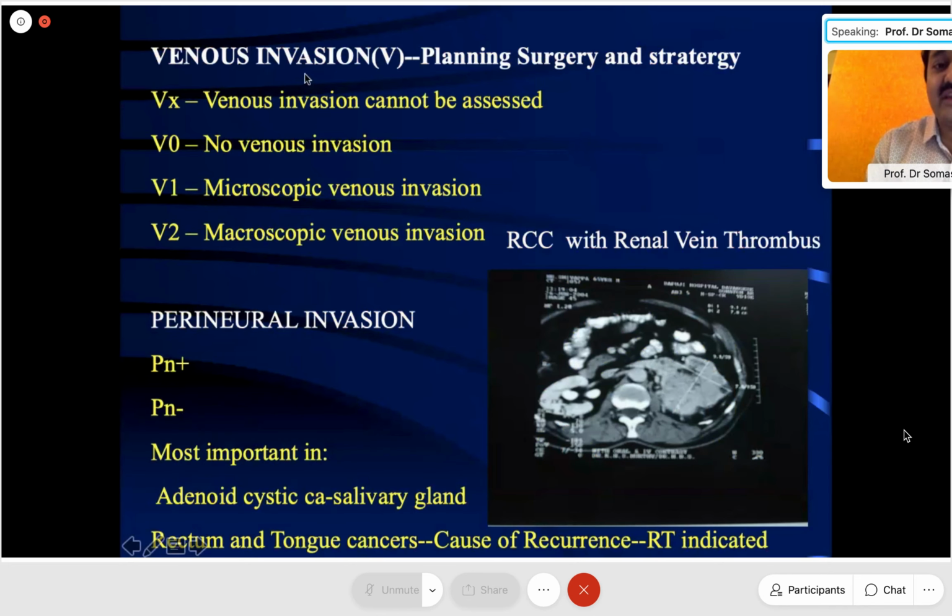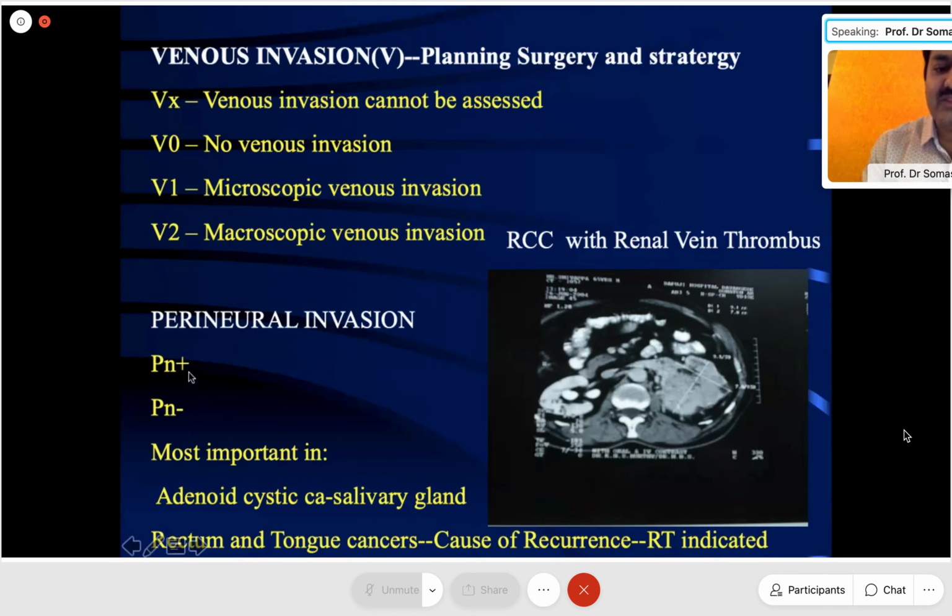We also have venous involvement, which is reported as V1, V2. Microscopically, the pathologist says V1. Macroscopically you can see it, for example renal cell carcinoma with vena cava and renal vein involved, V2. Grossly it is normal, but the pathologist says venous involvement is there. So this is a marker for systemic lung metastasis. There is a tumor thrombus in the vena cava. As per the new evidence, even though you have done an R0 resection, these patients are put on adjuvant sunitinib.